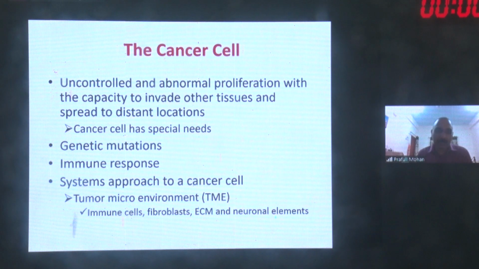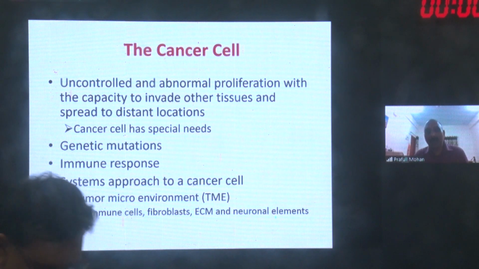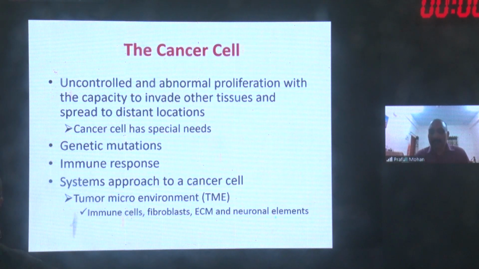Really, most of the times, there is a genetic mutation behind this cancer cell. And most of the times again, there would have been an immune response to nip the evil in the bud, but it does something so that the immune response doesn't mount on it. And as our understanding of cancer biology increases, we now understand that a cancer cell is not a solitary entity. It cannot be tackled in isolation.